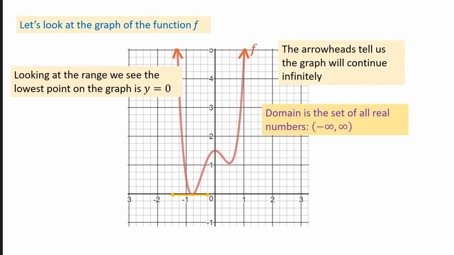The arrowheads tell us it continues infinitely upward from which point? From our lowest point 0, telling us that the range is the set of all real numbers from 0 to infinity. Notice 0 has a hard bracket. That is because 0 is a point on the graph. 0 is included in our range. And infinity, remember, never will get a hard bracket.